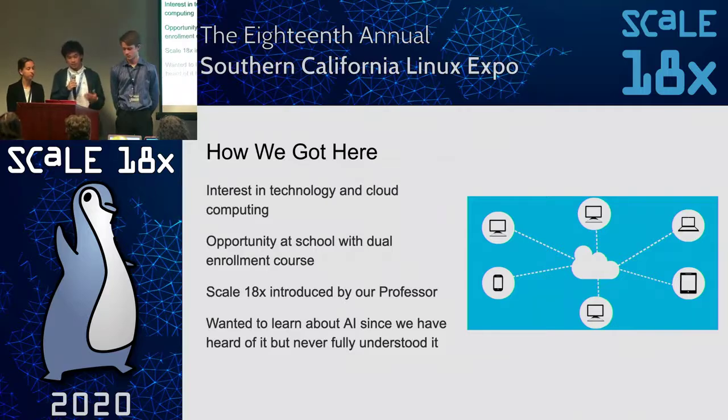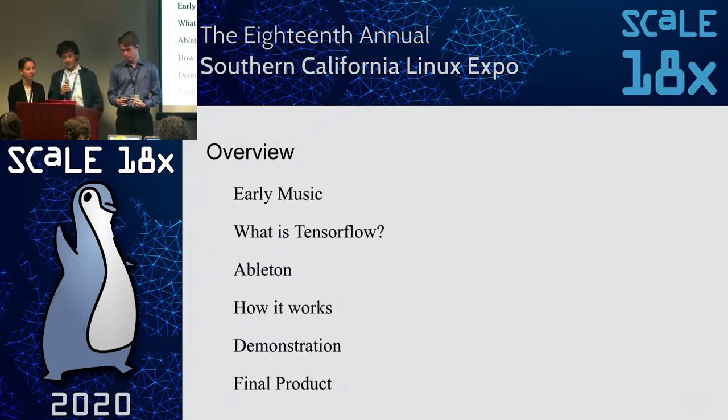But we'll talk about the brief history of music and go in depth on why music is so complicated and how AI can help us make music. So here's the overview. We have early music, what is TensorFlow, Ableton, and we'll get into that because it's not really open source, but that's how we'll demonstrate some of the concepts that we'll go over, how it works, demonstration, and then the final product, which is a song that we'll all make together live.